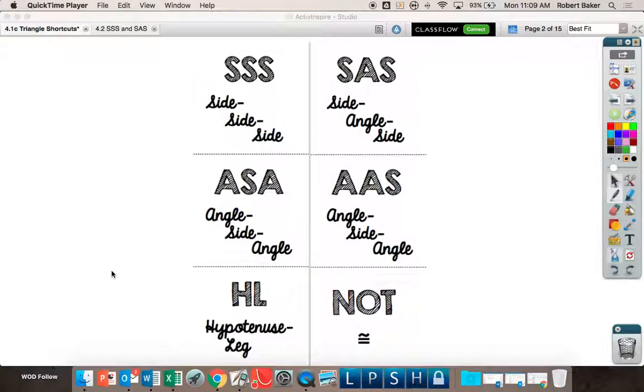Alright, so we're going to look at 5 shortcuts. The side shortcut, the side angle side shortcut, the angle side angle shortcut, the angle side shortcut, and the hypotenuse leg shortcut. These will all be reasons on your test, your proof test. That's all proofs with nothing filled in for you. So you can flip that paper over, and we're going to start right here.